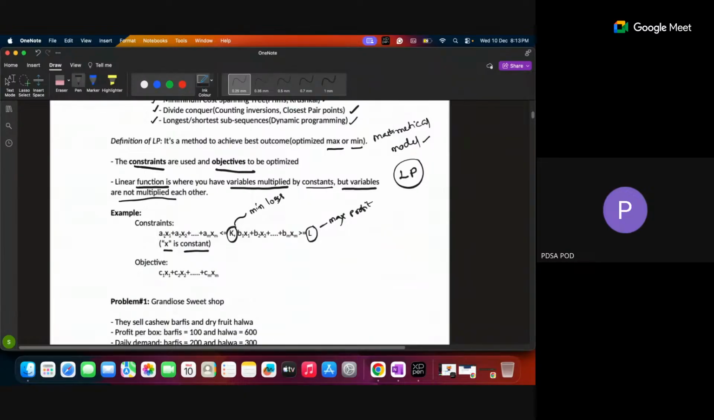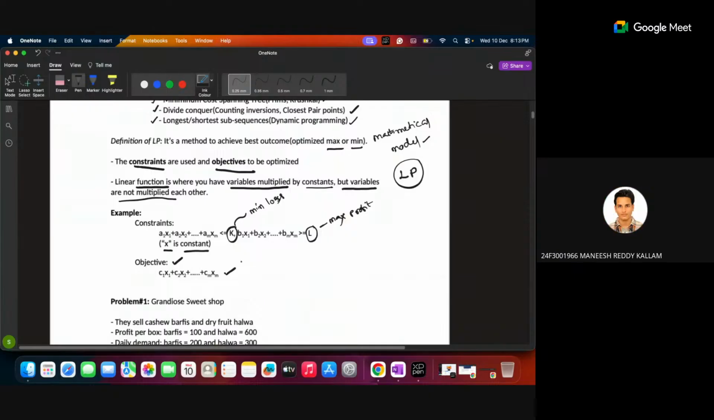This way we are trying to figure out the constraints. So using these constraints, we try to achieve our maximum objective. This particular objective contains C1 X1, C2 X2, and keeps on going. This way we try to achieve this objective. Maybe, as an example objective, there is a sweet shop.